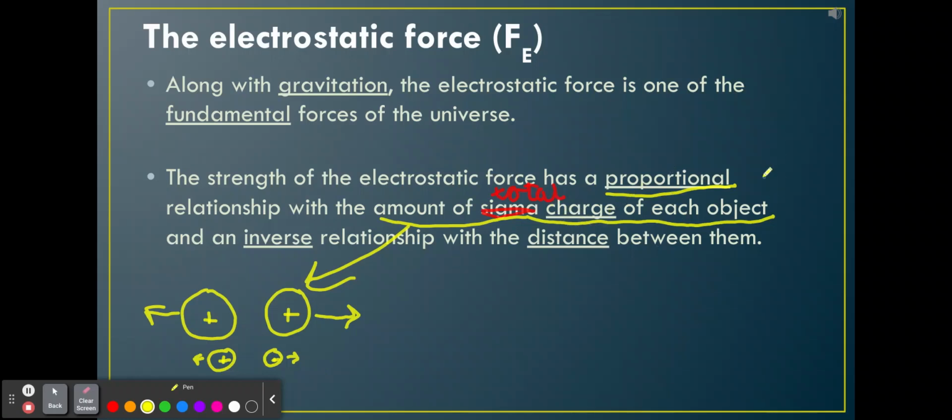So you can think of that as the greater the charge, the greater the force, the electrostatic force. That's that proportional relationship. If I increase the charge, I'll increase the force. Now, I'll take a different color here. I know that this is sloppy. Hopefully, you're taking better notes. An inverse relationship with the distance between them.